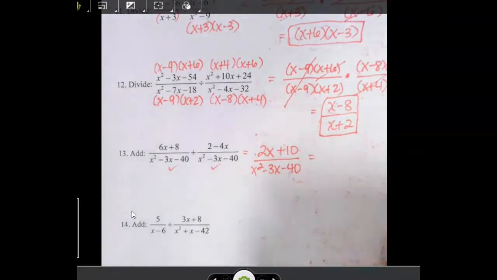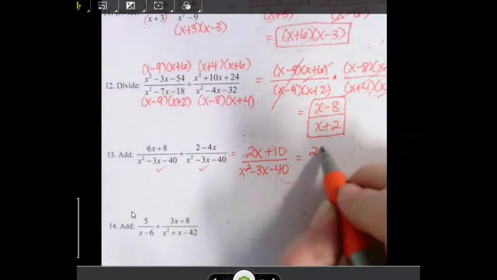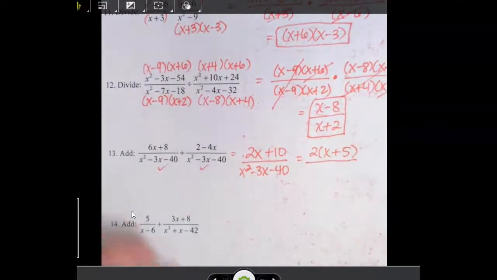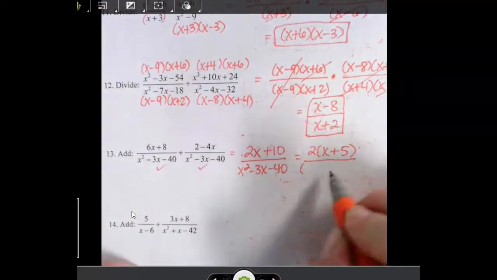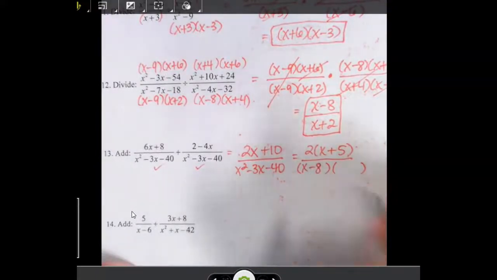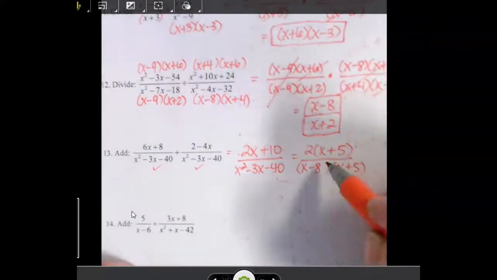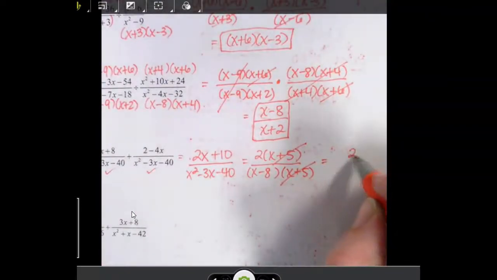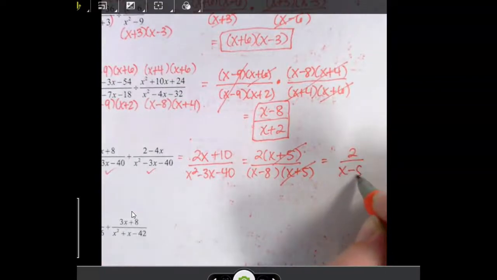And then 2x plus 10 has a common factor of 2, so I could rewrite that as 2 times x plus 5. So let's factor the denominator in case it has an x plus 5 factor. Factors of negative 40 that add to negative 3, we would use negative 8 and positive 5. So notice we have a common x plus 5 factor that we can reduce. So my simplified answer would be 2 over x minus 8.